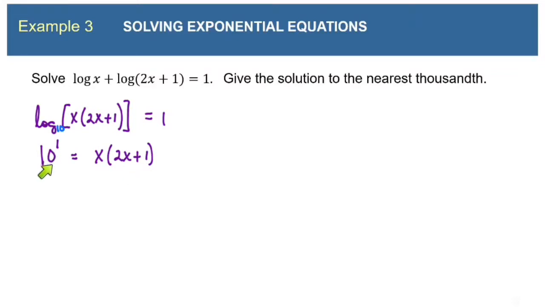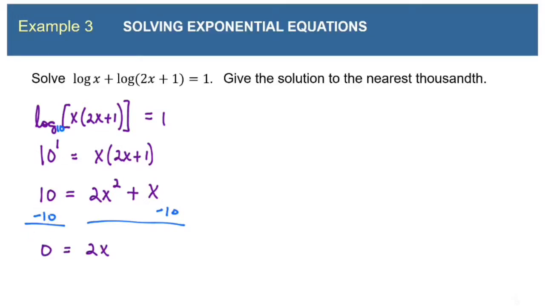Now, 10 to the first power is just 10, and we can distribute that x. So that would be 2x squared plus x. And notice now that we have a quadratic equation, basically, because we have an x squared term. So how do you solve a quadratic equation? Of course you want to get all the terms on one side and see if you can factor. So we'll subtract 10 from both sides, and that will give us 0 on the left equals 2x squared plus x minus 10 on the right.